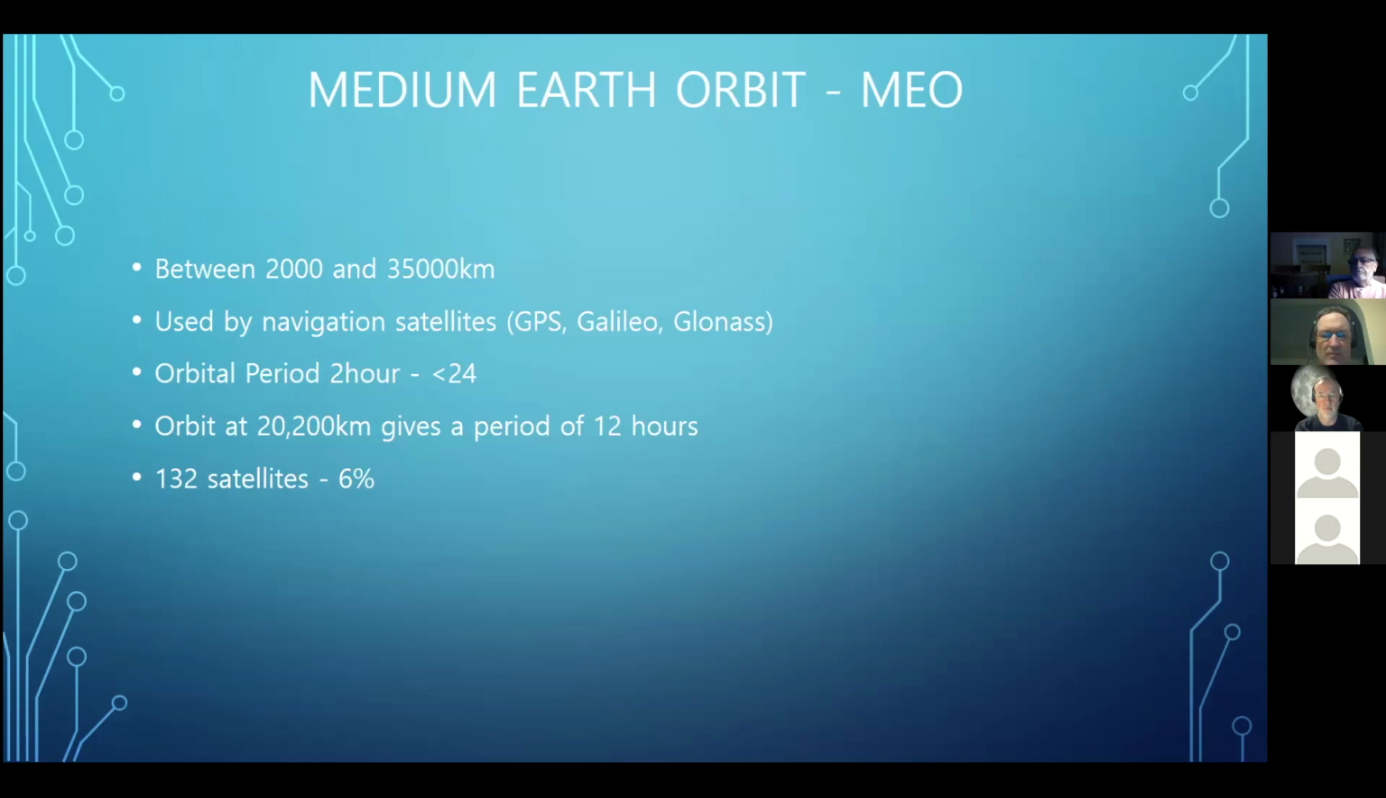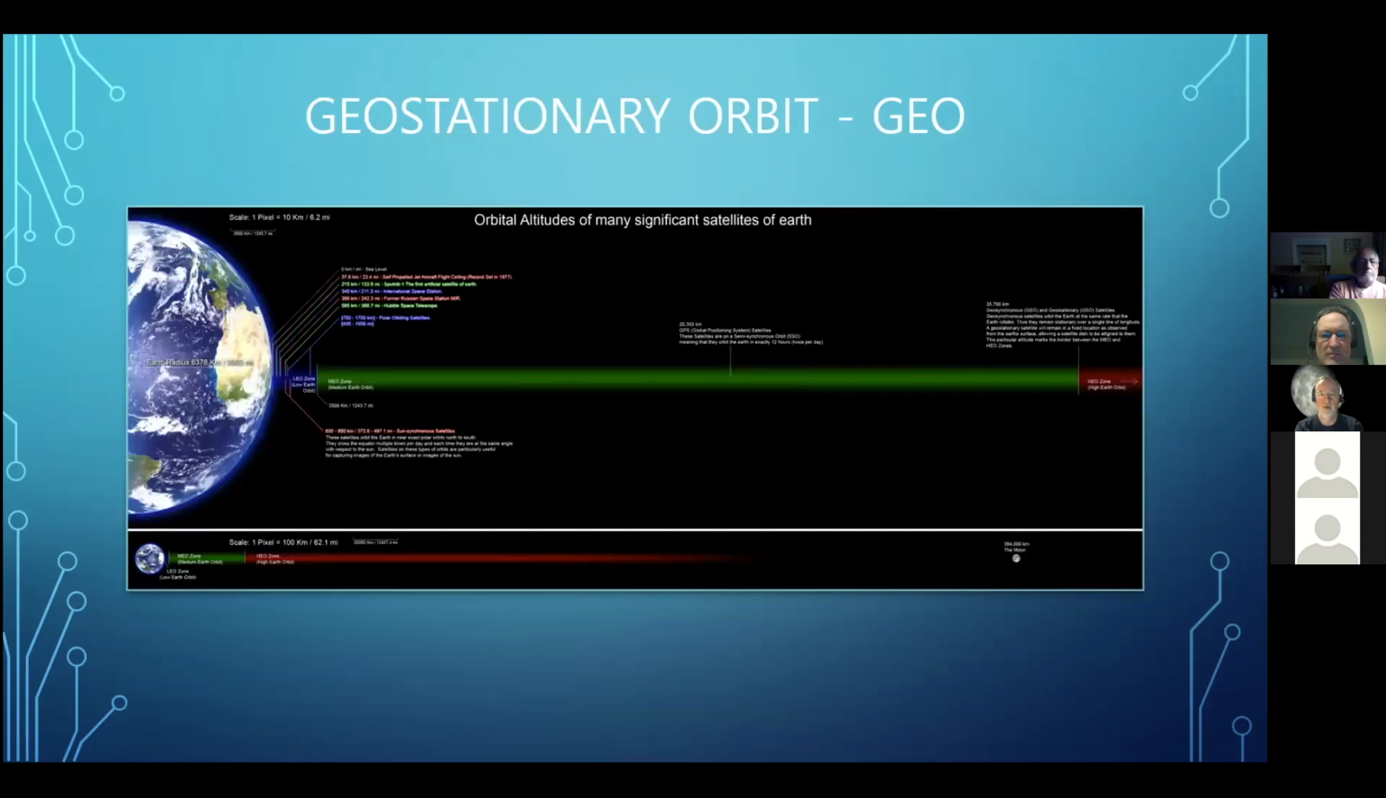Like I said, not many satellites in there, right? Not special in any way, generally ignored, right? So we care really about the low Earth orbit. And the next one we really care about is geostationary orbit, right? Pretty much the exact same picture, right?